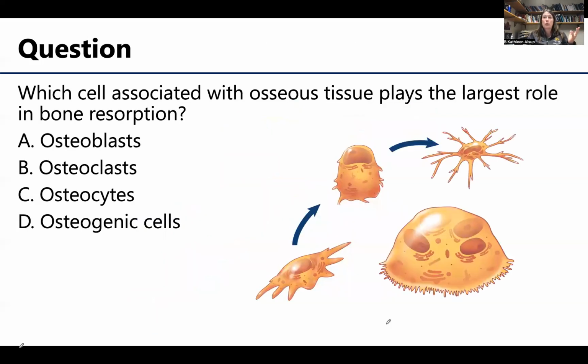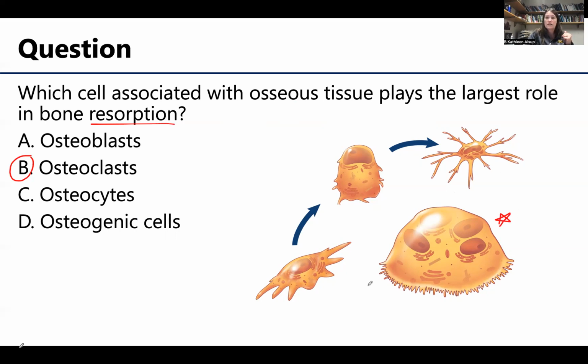And as always, this is question time, and I want you to try to answer this question without referring back to your notes. So pause the video. And when you're ready, I do hope that you unpause the video and we'll talk about which cell associated with osseous tissue is going to play the largest role in bone resorption or bone breakdown. And hopefully you have landed on B, the osteoclasts, being the correct answer.